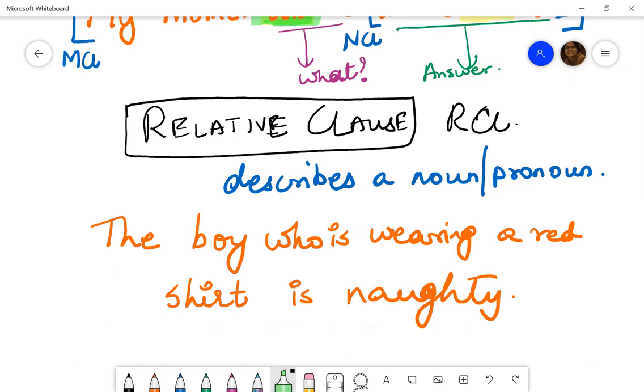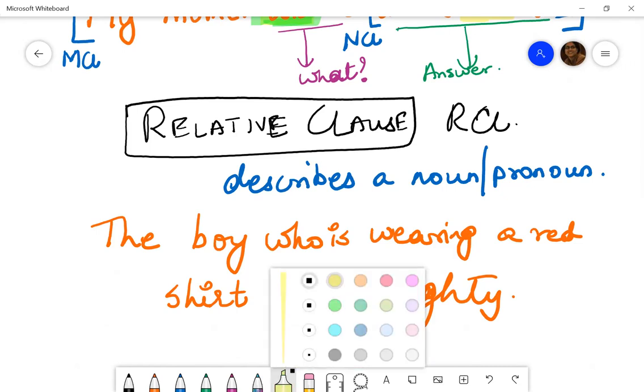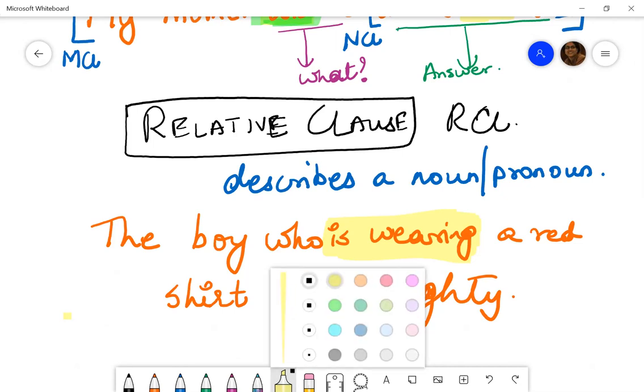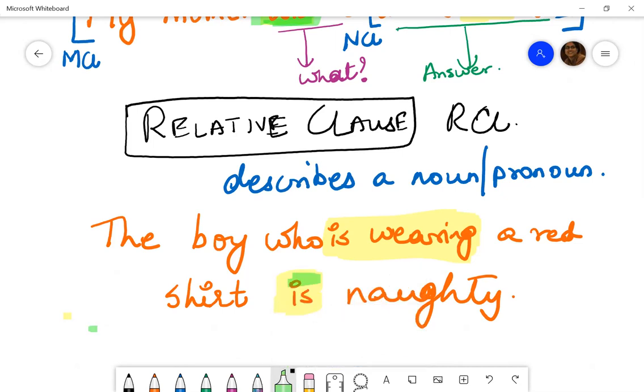But even if you want to see how many verbs there are, how many action words are there? There is a boy who is, and there is wearing. And if you notice, is wearing is one action, though it has two words in it. It is a verb, in the simple present continuous tense, right? The main action is. That's the main one.